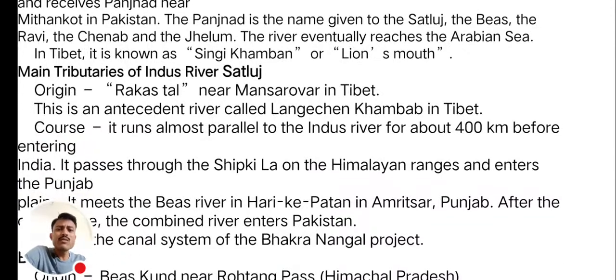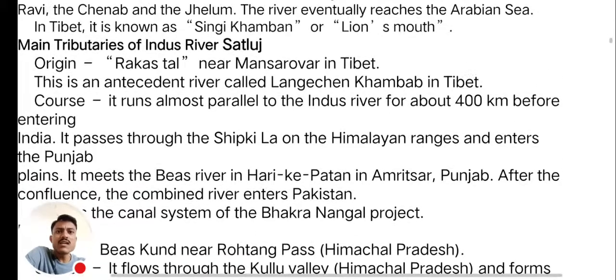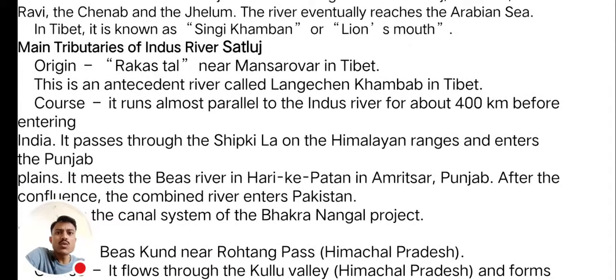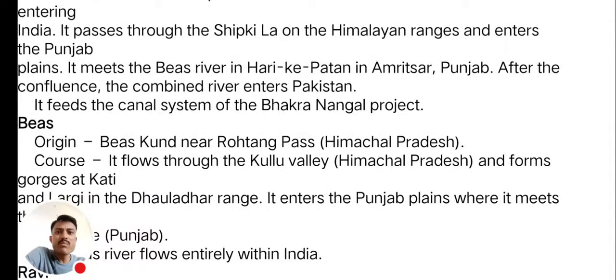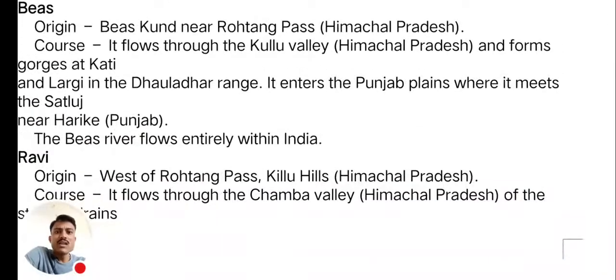Only a few things I have added from Google. Okay, the main tributaries of the Indus River. The first one is the Satluj. Everything related to the Satluj, its origin and its course, is given. Then Beas. Okay, then Ravi.